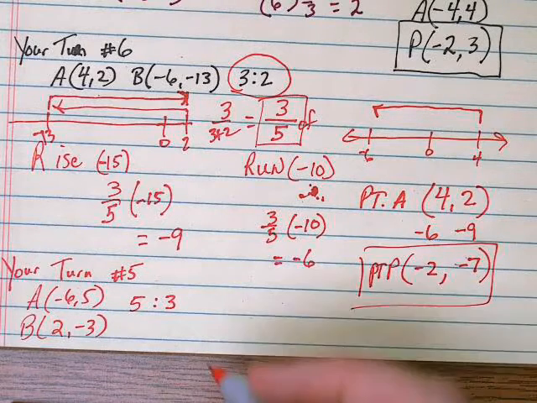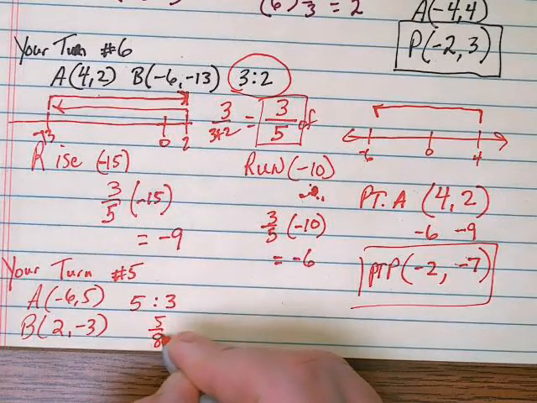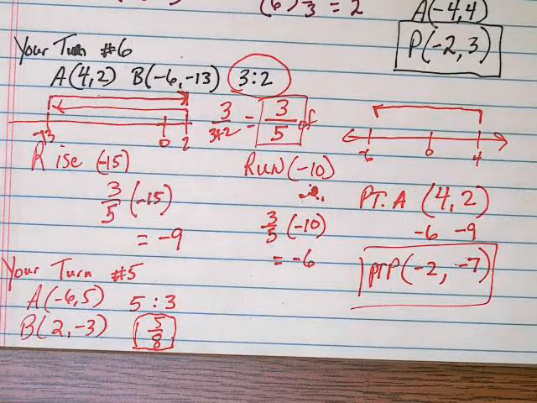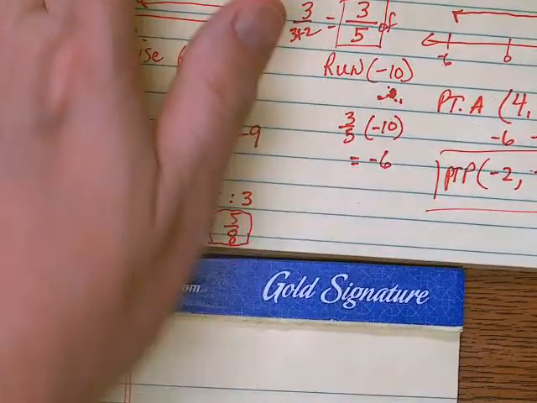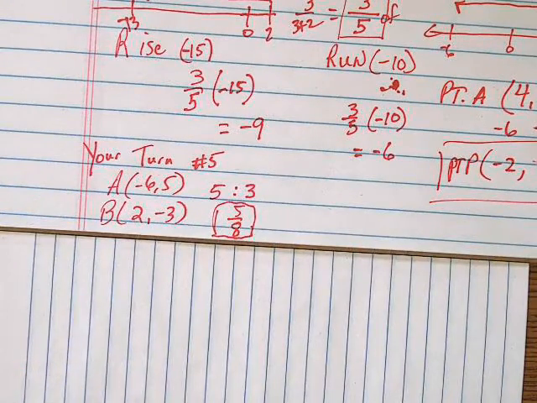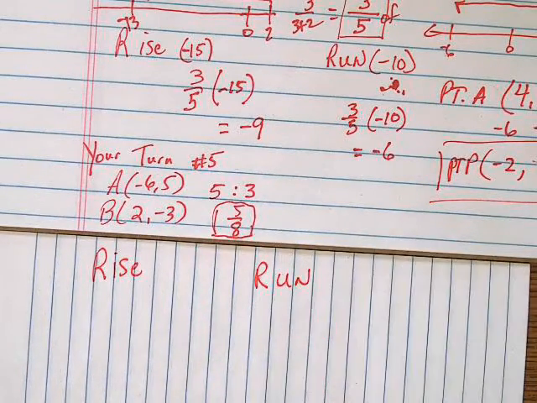First step, for those of you that are stuck, what's 5 to 3 mean? It means that it's 5 over 8. That's your first step. You just add 5 plus 3 and put that in the denominator. Next thing we have to figure out is the rise and the run for each.